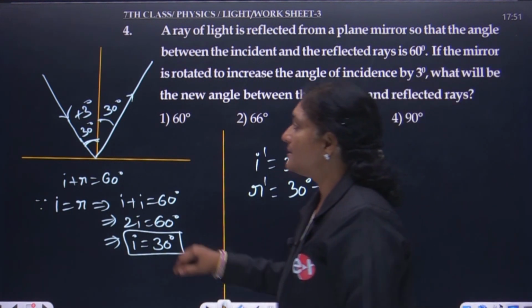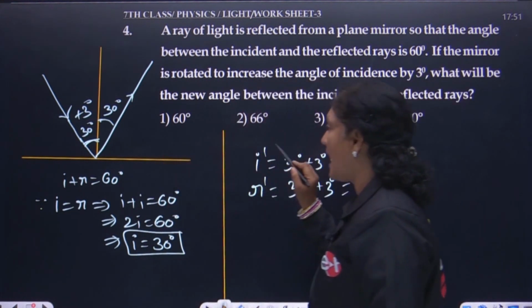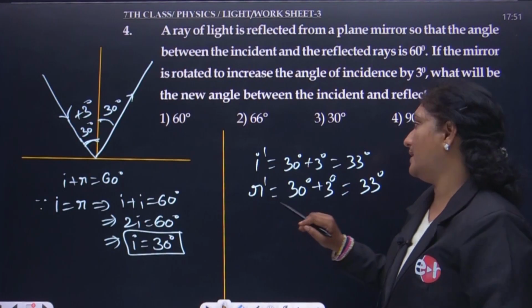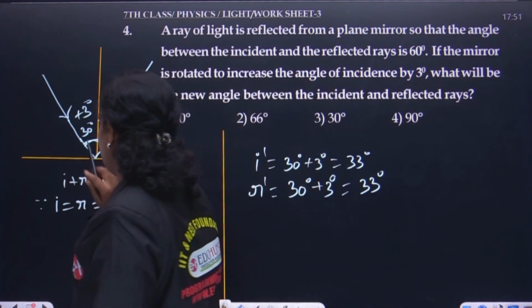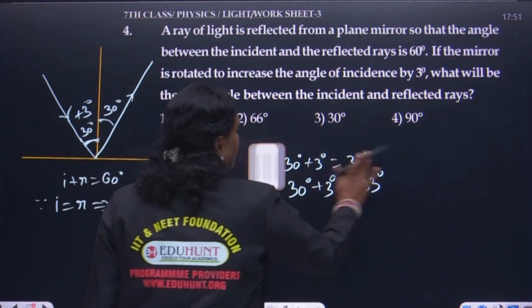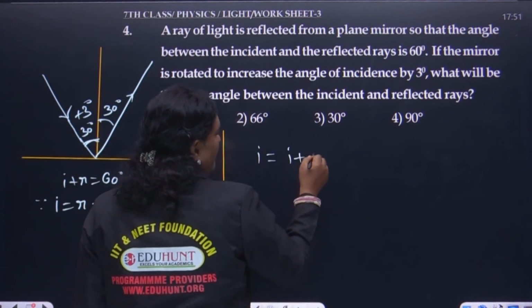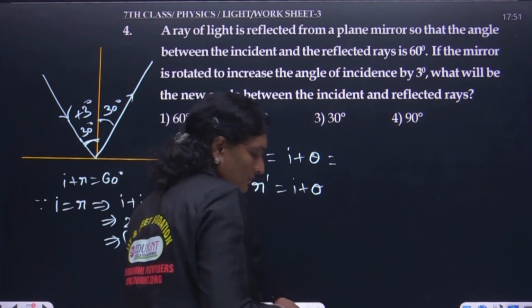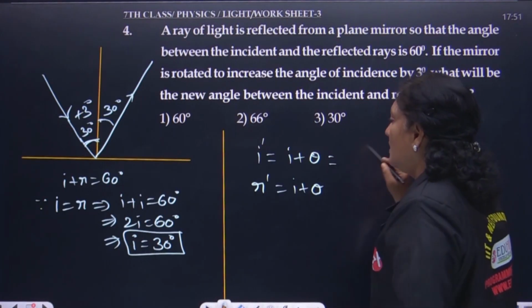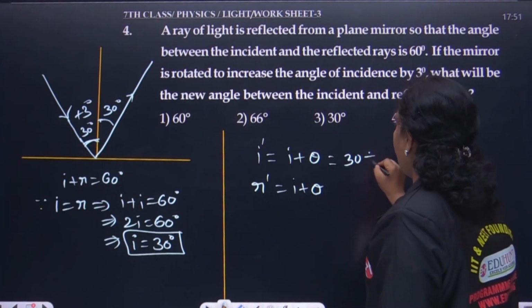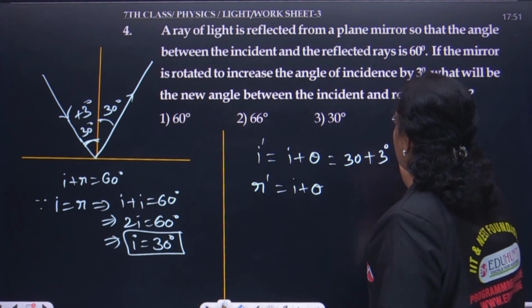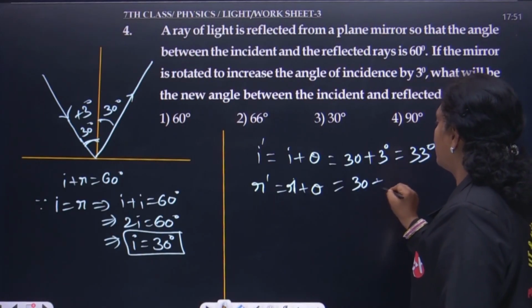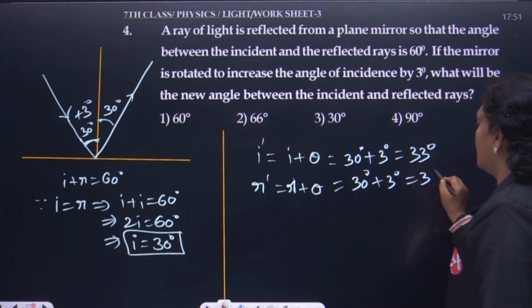The difference is also found to be 33 degrees. That means theta: earlier i was 30 degrees, and theta is 3 degrees. So, is it clear? Or else I will tell you something. i dash can be written as i plus theta, and r dash can be written as i plus theta. This is what we have discussed in the concept. Hence this is 30 plus 3 degrees, that is 33 degrees, and this is also 30 plus 3 degrees, which is 33 degrees.